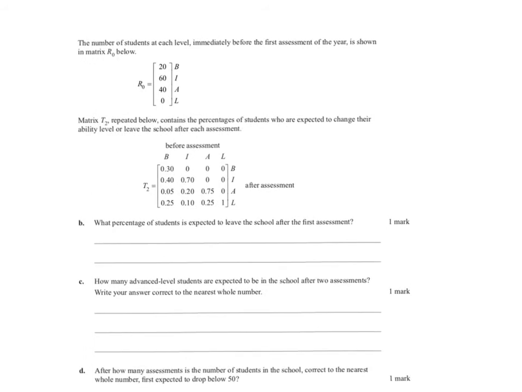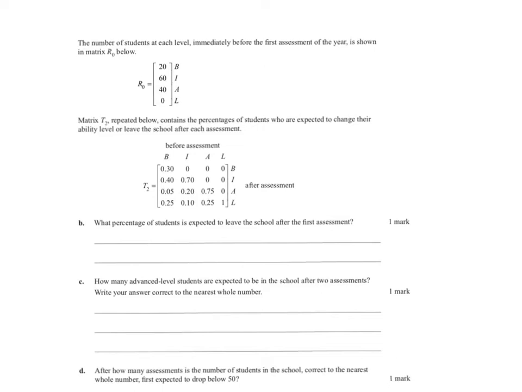All right, the number of students at each level immediately before the first assessment of the year is shown in the matrix R below. Gee, it's so wordy. I'm just going to say we've got our transition matrix there as well. All right, question B, what percentage of students are expected to leave the school after the first assessment?